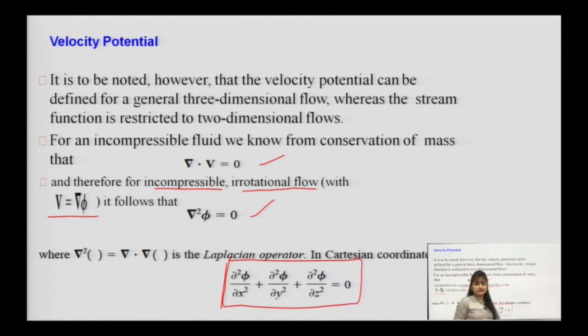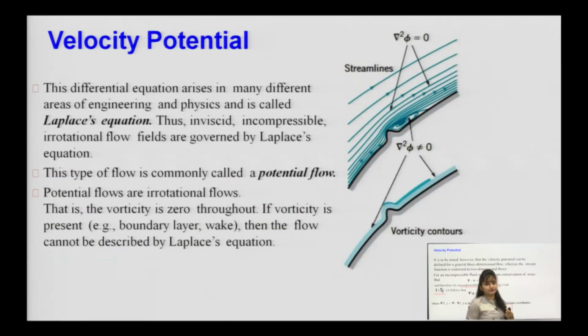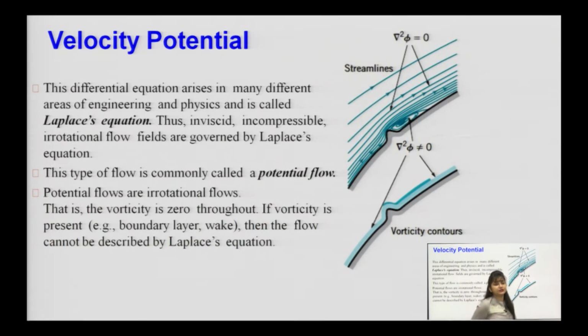Second, if phi or the velocity potential function exists, then the flow should be irrotational, and this is where we can check the irrotationality of the fluid flow. Now, coming to differential equations in various areas of engineering mechanics, the Laplace equation plays a very important role. If you talk about fluids, then incompressible irrotational flow fields are governed by the Laplace equation. We have already seen this in many topics, and hence this type of flow is commonly known as potential flow, and potential flows are always irrotational.